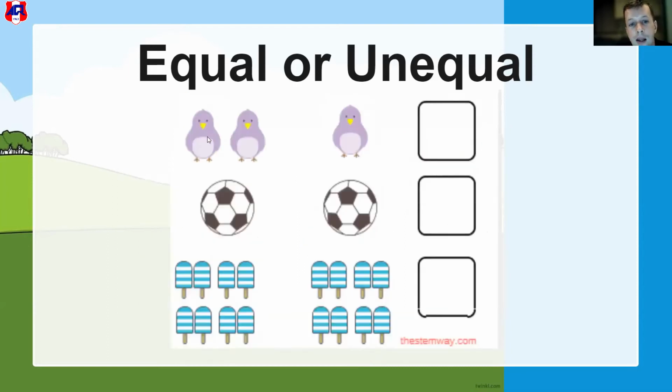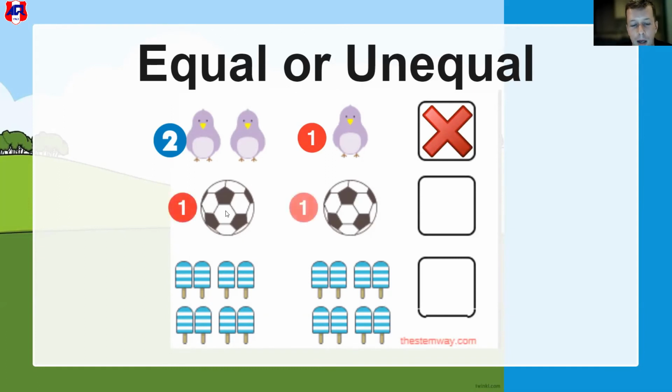Let's see. Here we have 2 birds, right? And on this side, we have only 1 bird. So is it equal or unequal? Equal means the 2 numbers are the same, and unequal means the 2 numbers are different. So 2 and 1 are not the same, right? So unequal. This one's easy, right? Here, 1 and 1. It's the same number, right? So equal. Very good.